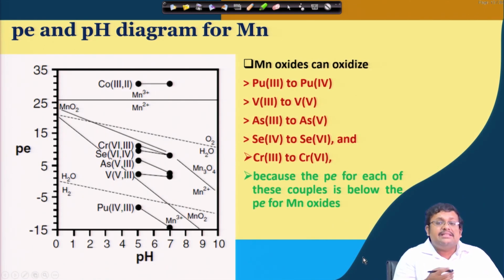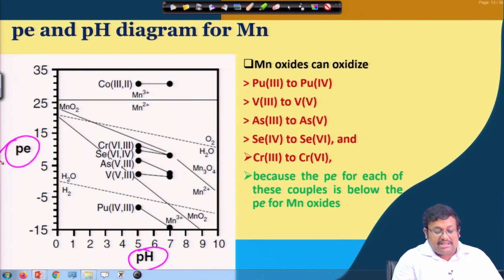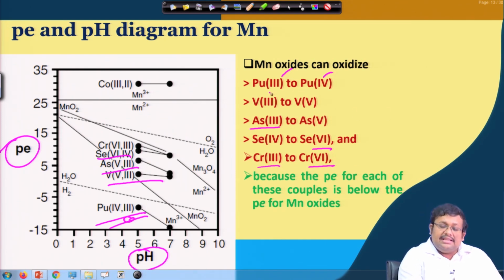Also, we can see here a Pe and pH diagram for manganese. We are plotting the pH on the x axis and the Pe on the y axis, and these are lines for different other species, like chromium, selenium, arsenic, vanadium, and plutonium. Now, we can see that manganese oxide can oxidize Pu3 to Pu5, and also vanadium 3 to vanadium 5. There is As3 to As5, that is arsenite to arsenate, it can oxidize. Then selenium 4 to selenium 6, and it can also oxidize chromium 3 to chromium 6. We will see in more detail in our next lectures how these different conversions happen.